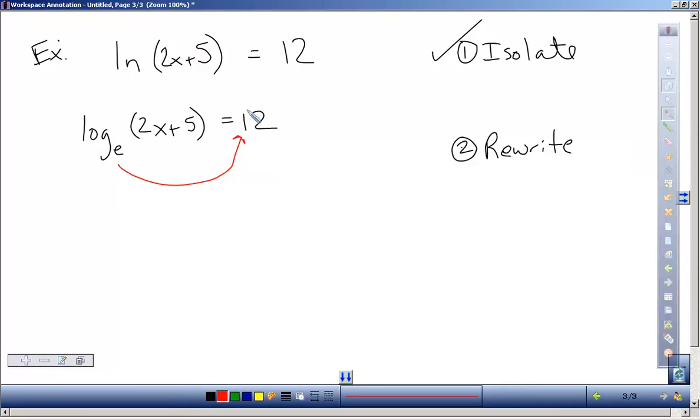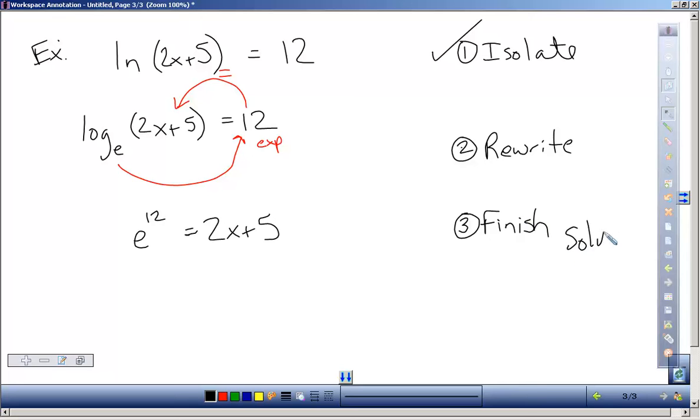Don't forget that when we rewrite a log as an exponential, it's the base to this power is equal to this. It's always equal to the exponent. So that means that when I rewrite it as an exponential, it's going to be e to the 12th power is equal to 2x plus 5. Again, e to the 12th power, although a decimal, I can at least find it, and then I can finish solving. So step number 3 is to finish solving.